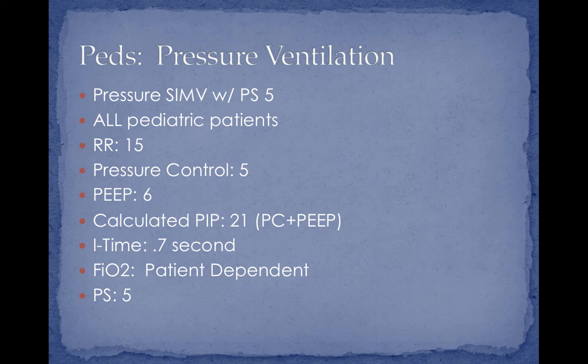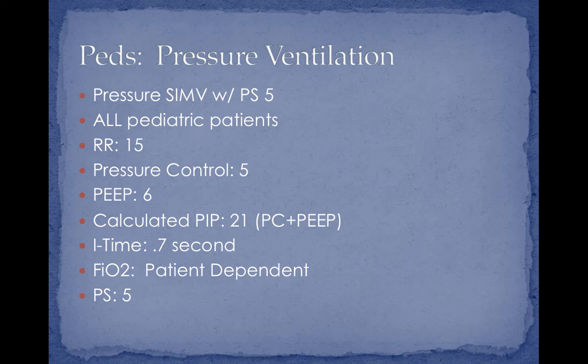Respiratory rate a little higher, about 15 or so, and that pressure control should default to 15. That's a typo. It should be 15 and 6 to create a calculated peak inspiratory pressure of 21 centimeters of water. Remember, on the pressure control ventilation, you set pressure control and you set PEEP, and that creates PIP. So pressure control for peds about 15.